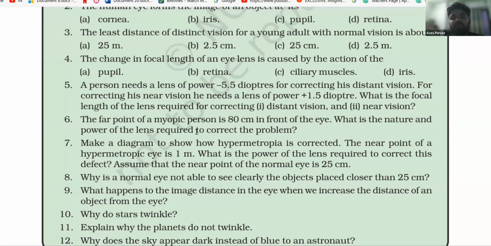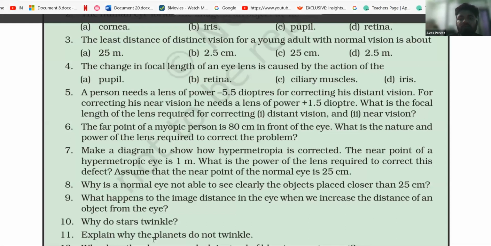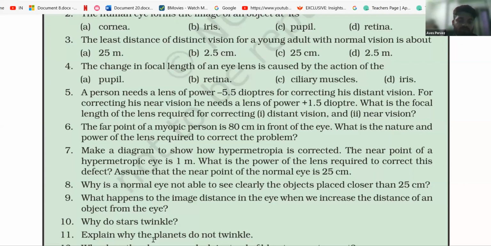What is it saying? The near point of a hypermetropic eye is 1 meter. So what is it, is it v or u? That is v. So v is minus 100, since 1 meter means 100 centimeters. It is saying in the question that the near point of a hypermetropic eye is 1 meter, so the image is forming at 1 meter. So we can write the image distance as 1 meter.